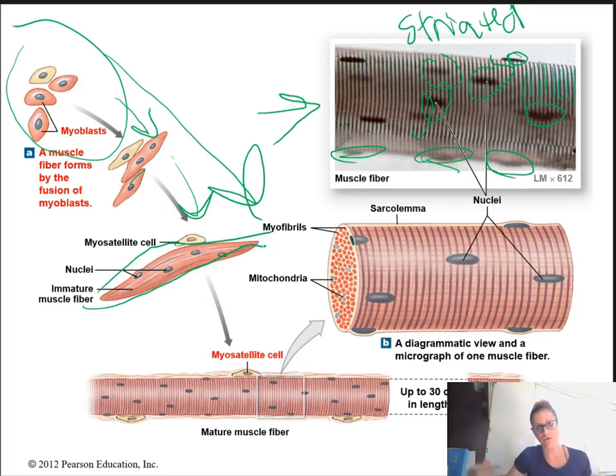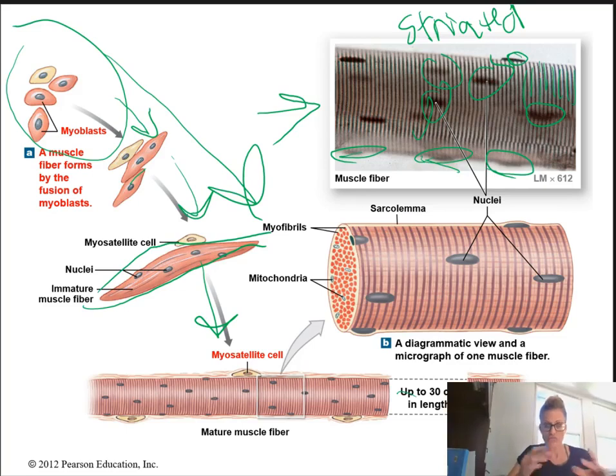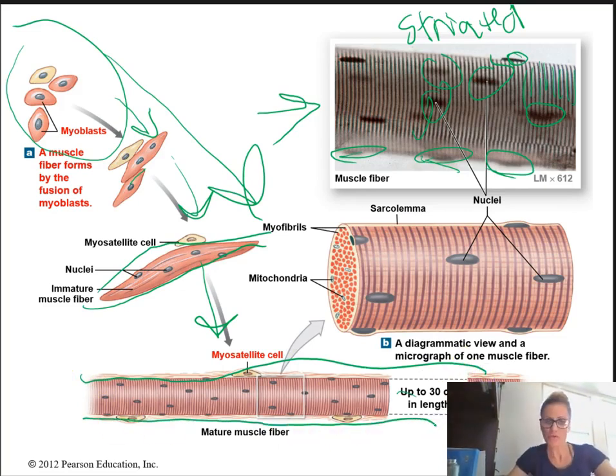And every time another myoblast fuses, it gets larger and another nucleus gets added. What we end up with is a really, really big cell, right? A really large muscle fiber, a really large, long cell. So you'll see this long kind of cylinder-shaped muscle fiber. You see the striations. You see a bunch of nuclei present. The endomysium is this connective tissue layer that surrounds the outside of it.